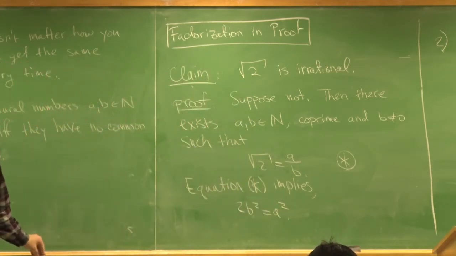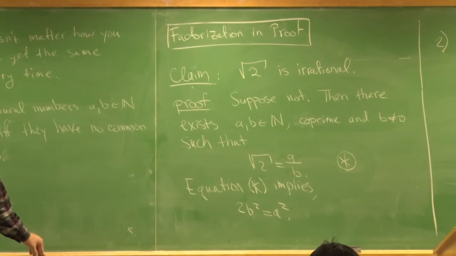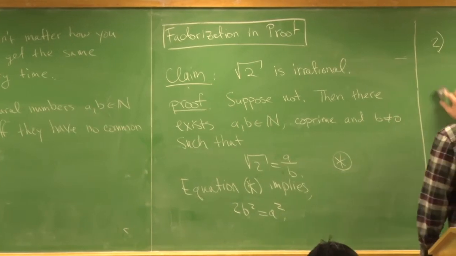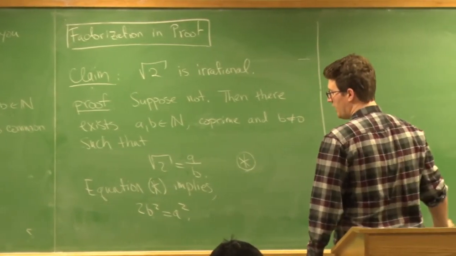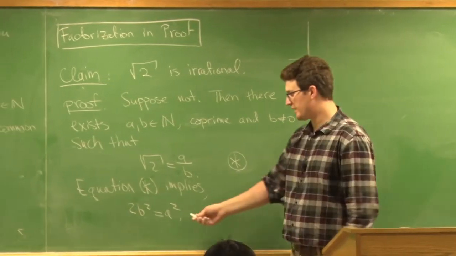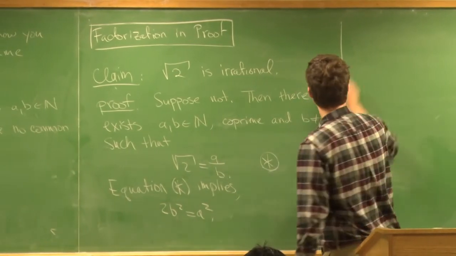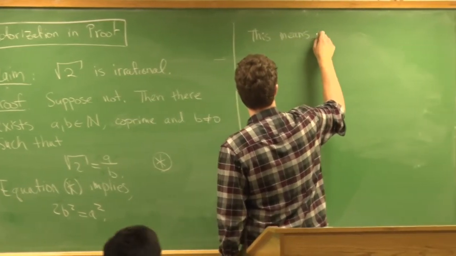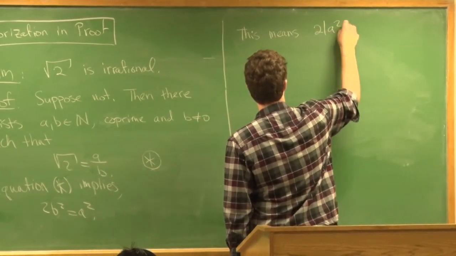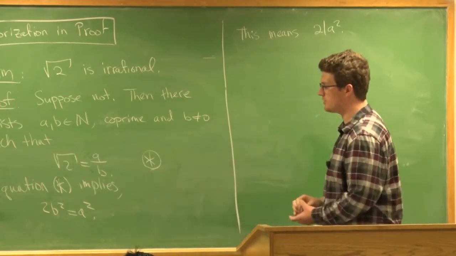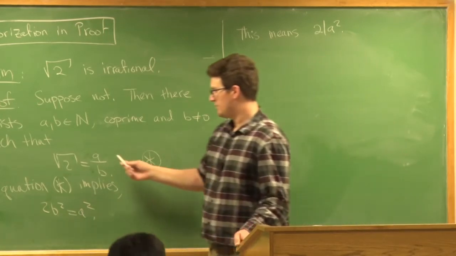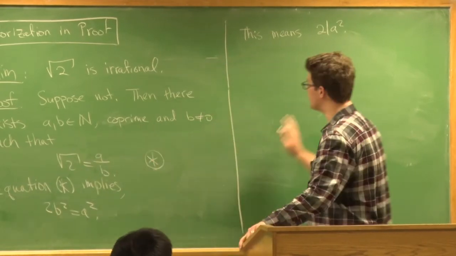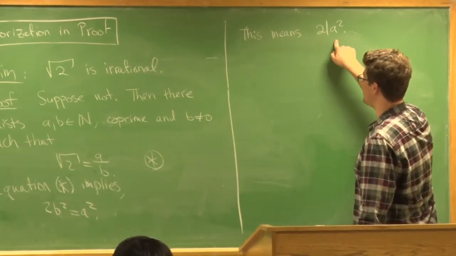Does that make sense? Okay. So now, since 2 divides a squared, do you guys see that 2 divides a squared here? So this means 2 divides a squared. Okay, and so what I'm going to end up showing is that these two things are not actually coprime, right? And that's going to derive our contradiction. Okay, so that's where I'm going with this. So 2 divides a squared.